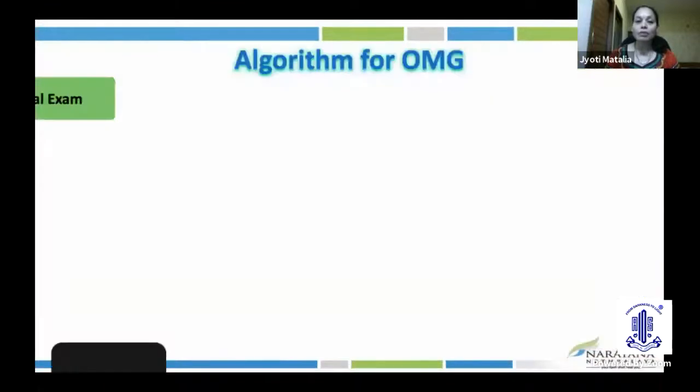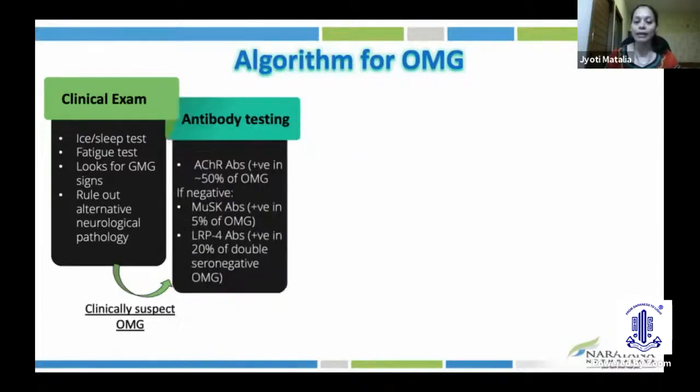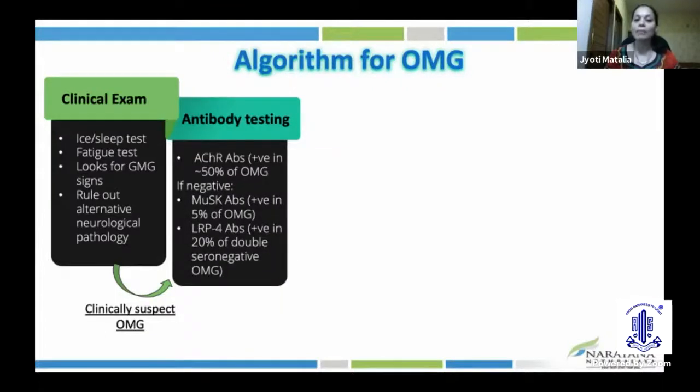So then, to summarize, you have to look at a clinical examination: eye tests, sleep test, fatigue test, rule out generalized symptoms or any alternative disease. If that clinically proves ocular myasthenia, then go and do the antibody testing. As mentioned, acetylcholine receptor antibodies are only positive in 50%. If negative, then the MuSK antibodies, but they are positive only in 5%. LRP4 antibodies in 20% if the above two antibodies are missing.